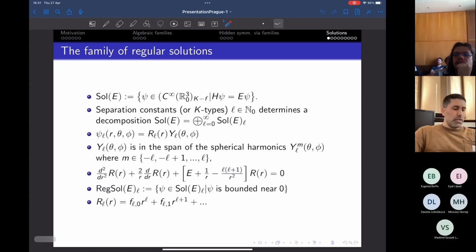And from this general theory, we also know that there is a solution which you can expand in powers of R, where the leading term near 0 would be R to the L. L is the separation constant.